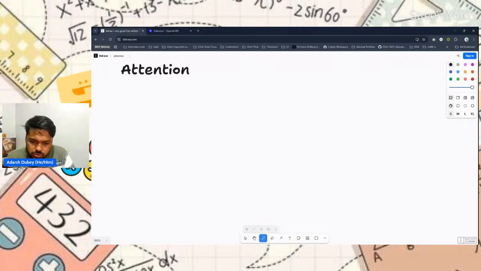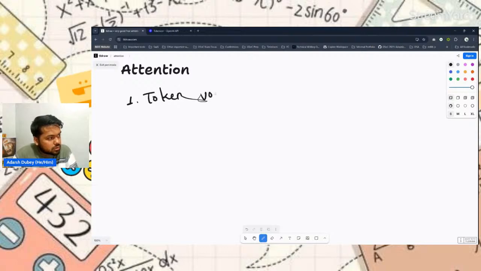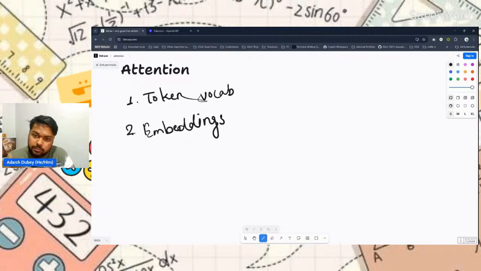Suppose we did everything I talked about. Suppose I created a token vocabulary. So now all my words have a token, but those tokens don't contain any meaning. So we also create embeddings. Suppose with the help of those tokens, we also create proper embeddings. Now what? Now we can give it to the model. Yes. Will it work? Will it work?